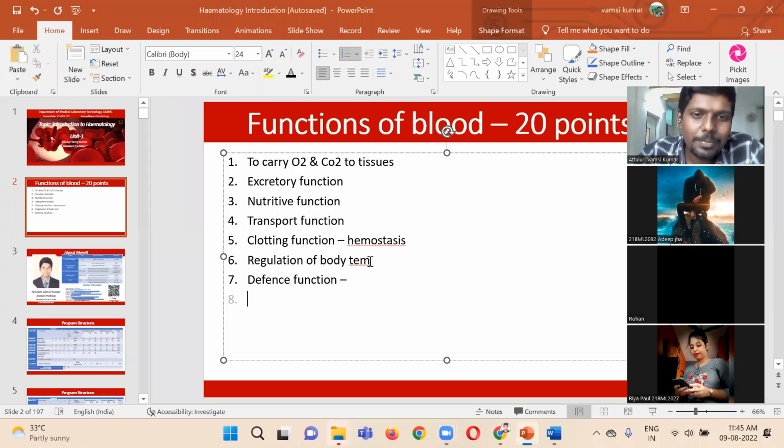I want more. I said we can get almost 20 functions of blood. So let us brainstorm. Think, students, everyone. Is there any other interesting function of blood? There are many actually. Try to get some more functions of blood.